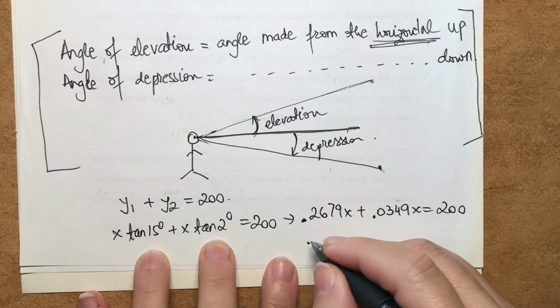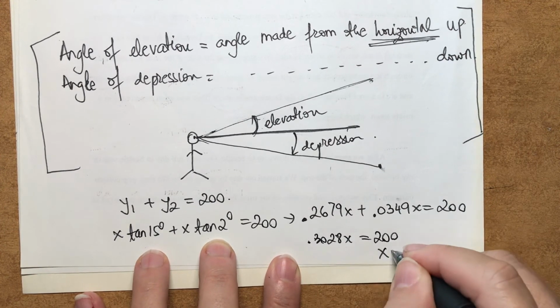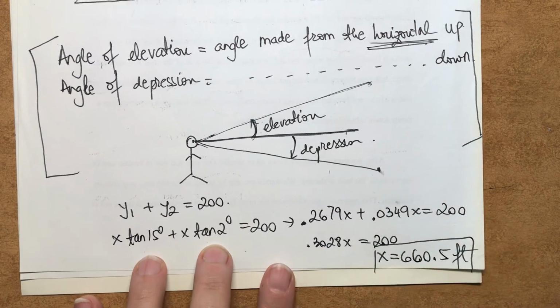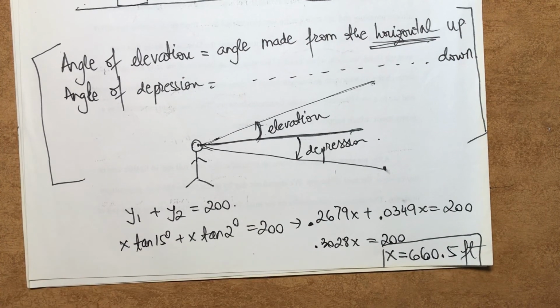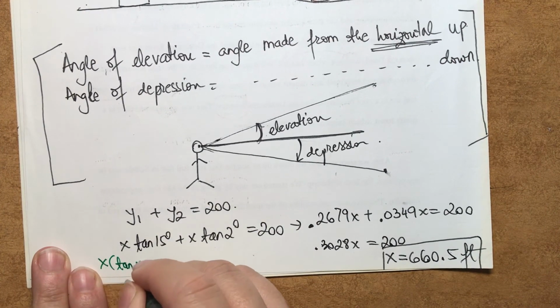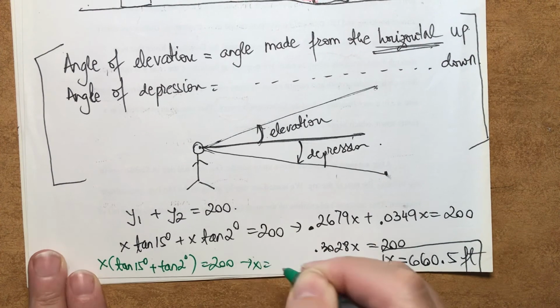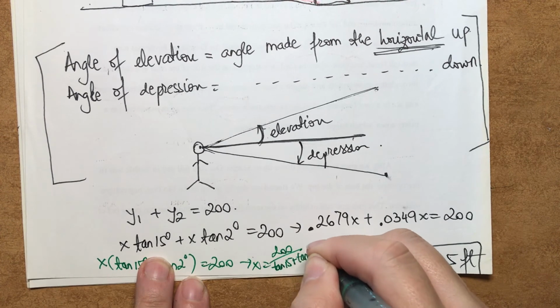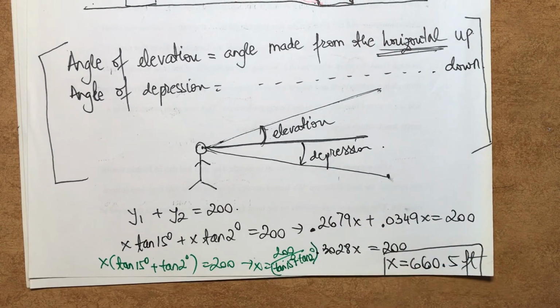So add these up. That's going to be 0.3028 x's equal to 200. So x is going to be about 660.5 feet. And again, this could be very much rounded off. What else could you have done, as I said? You could have factored out this x, and in your calculator, just simply put 200 divided by tangent of 15 plus tangent of 2. Make sure your calculator is in degree mode. And make sure you put these in parentheses, or else your calculator will only divide by tangent of 15, so that's not a good thing.